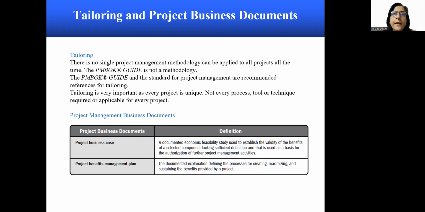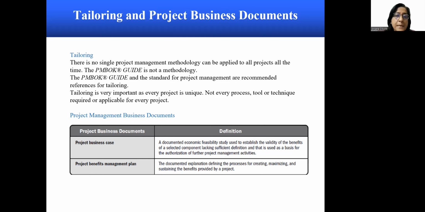Now let's look at tailoring and project business documents. Tailoring: there is no single project management methodology which can be applied to all projects at all times. Note that the PMBOK guide is not a methodology. The guide is about the standard for project management and recommended references for tailoring. So tailoring is very important, as every project is unique and not every process, tool, or technique is required or applicable for every project.